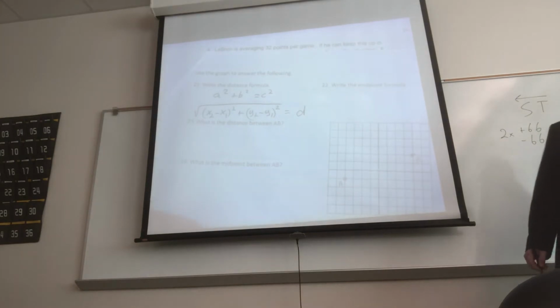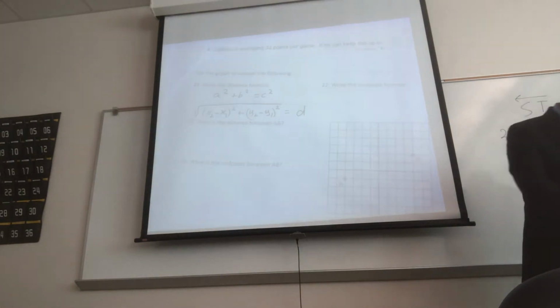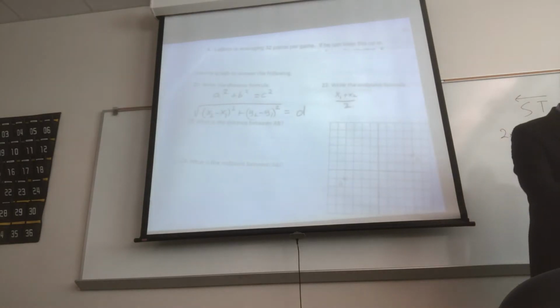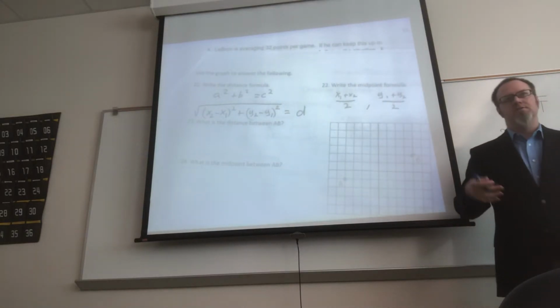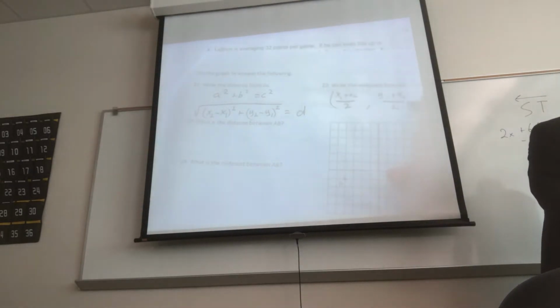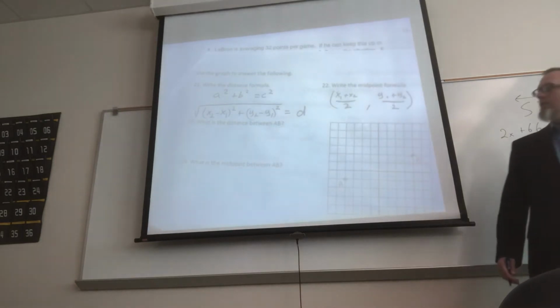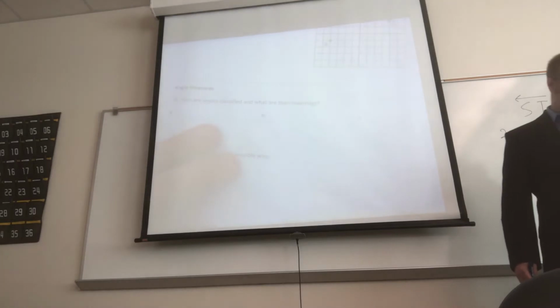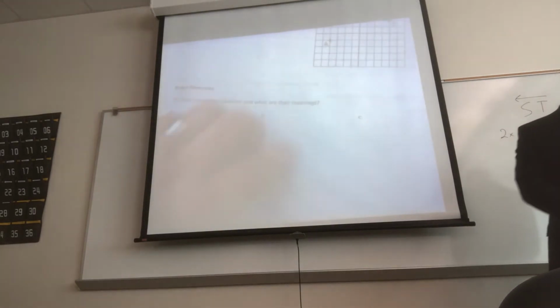The midpoint formula, you add them together and divide by 2. x1 plus x2 divided by 2. y1 plus y2 divided by 2. Add together your x's, divide them by 2. Add together your y's, divide them by 2. That's the full midpoint.